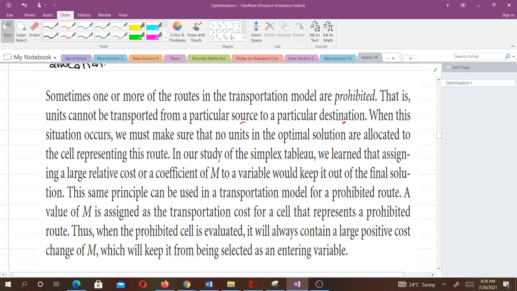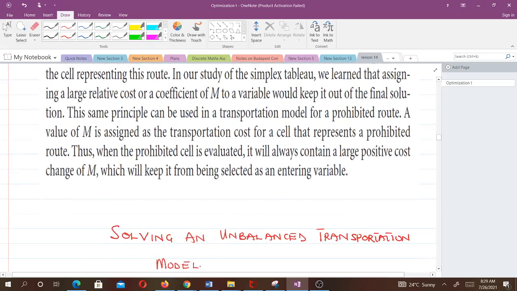This same principle can be used in a transportation model for a prohibited route. A value of M is assigned as a transportation cost for a cell that represents a prohibited route. Thus, when a prohibited cell is evaluated, it will always contain a large positive cost change of M, which will keep it from being selected as an entering variable.